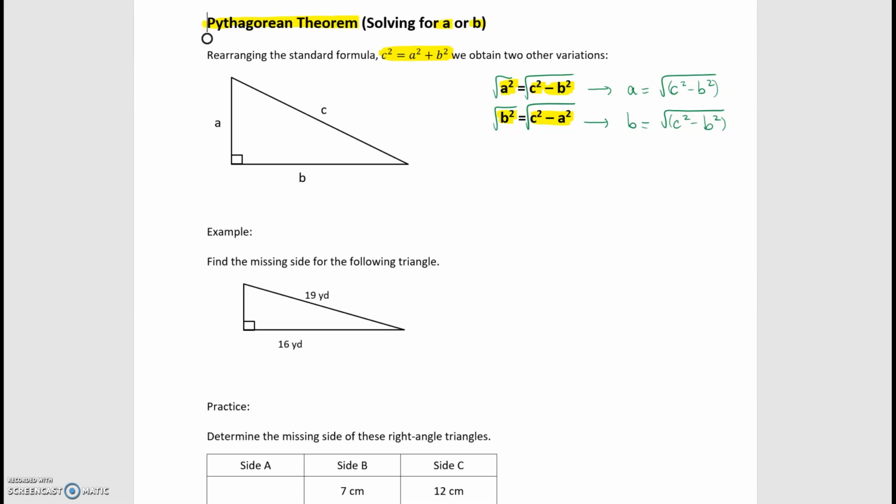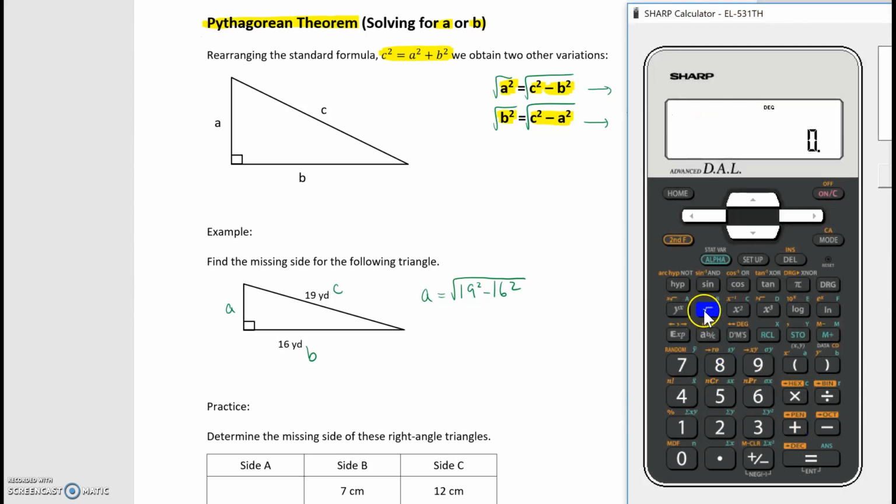So let's take a look at this example. This 19 yards is like your side C. And let's say this is 16 yards, which is side B, and we want to find side A. So our formula then is A is equal to the square root of 19 squared minus 16 squared.